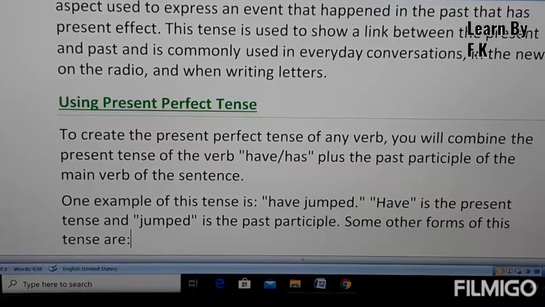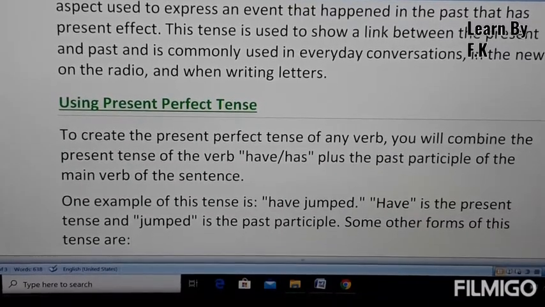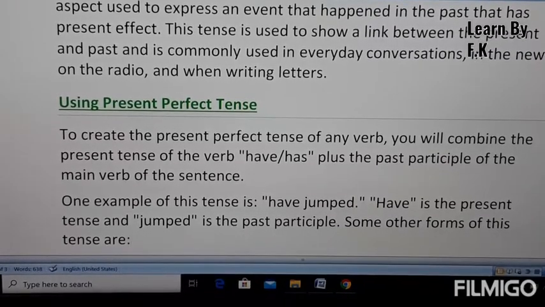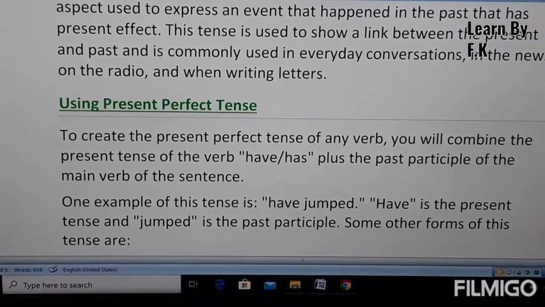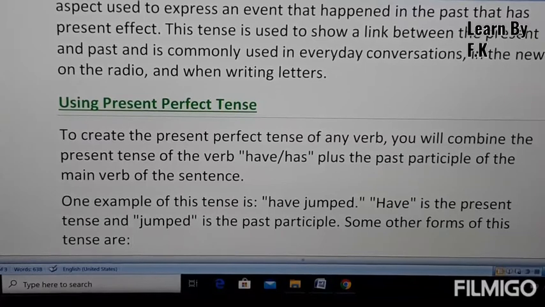Example is here. Have jumped. Here have plus jumped, which is the past participle form, or you can say third form of the verb, plus has or have. Have is the present tense and jumped is the past participle form.